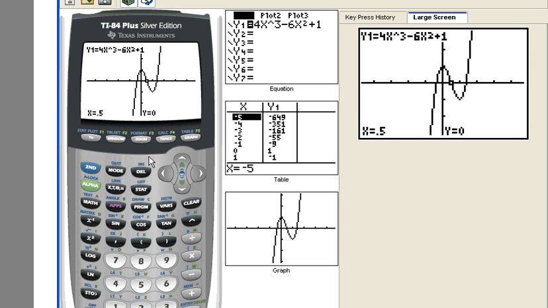I went to Zoom 4, and I'm using the trace feature, and I'm tracing right and left just to see if I can find anybody that happened to be a decimal value. And I did find one, which is 1/2. So let's use that as our starting point. 1/2.